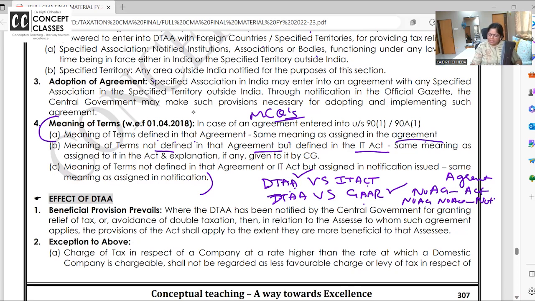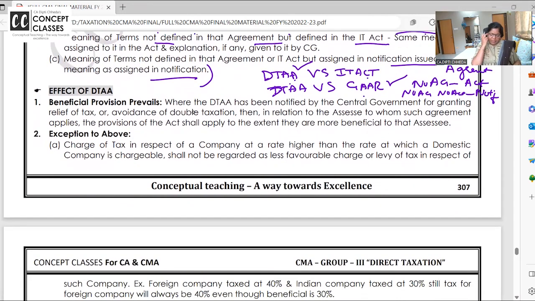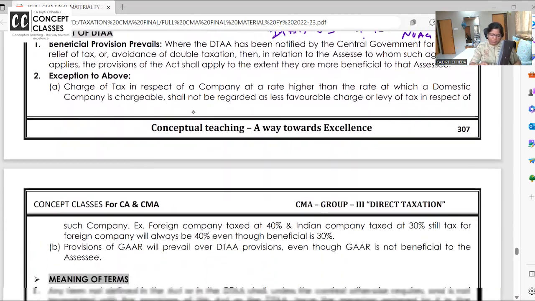If some notification has come related to it, take the information given there. Whenever we are talking about a double taxation avoidance agreement, whatever meaning is given in the agreement, that same meaning we have to apply. If the meaning is missing in the agreement, then apply as per the Act. If it is not in the Act or the agreement, let us go by the notification. Clear to all of you? So these are very small aspects, but they can ask you. Effect of DTAA: the beneficial provision prevails.